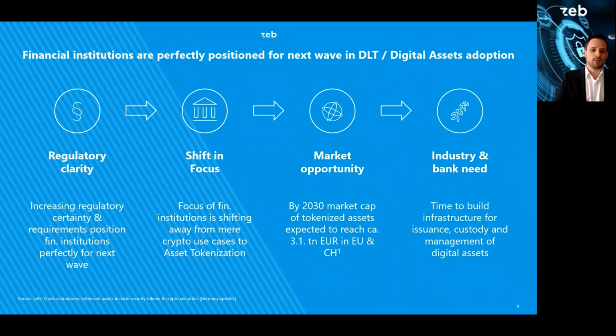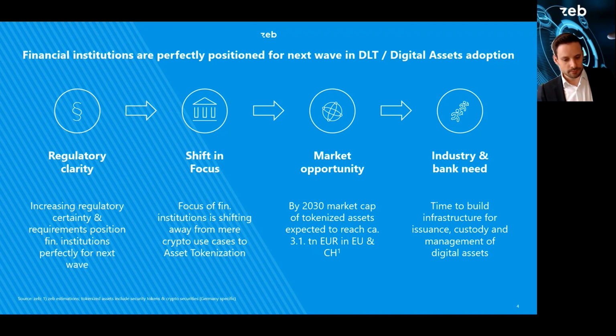As a matter of fact, we at zeb believe that by 2030, the market for tokenized assets in Europe could reach up to 3.1 trillion euros in the EU and also Switzerland. So quite an incentive for incumbent banks and other financial institutions to enter the space. But of course, if these players would like to benefit from that, they also have to start creating the necessary infrastructure right now. What is needed right now is ultimately infrastructure for the safe issuance, but also custody and management of digital assets. So what is at center stage is really custody and asset transfers right now. And well, if you have that, you can then also think about more advanced use cases.